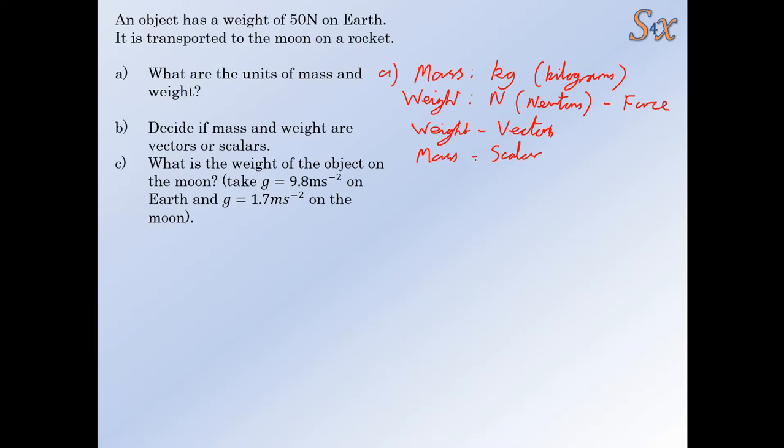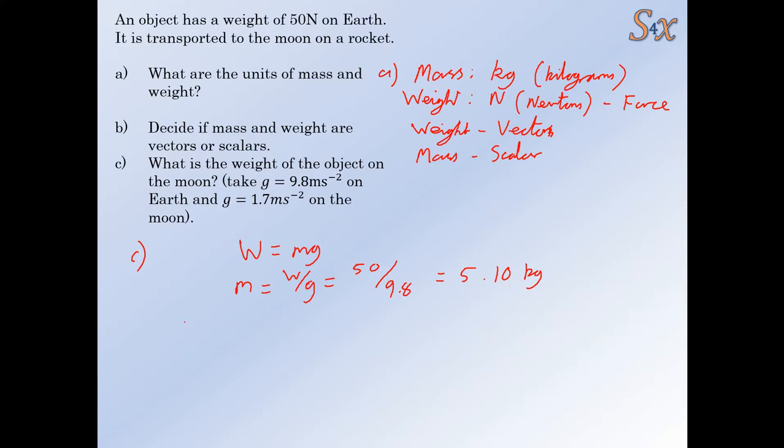Okay, and what is the weight of the object on the moon? Okay, so remember our equation, W equals mg. So we know the weight of this object on the Earth, and we know g on the Earth, the acceleration due to gravity, so we should be able to figure out the mass, shouldn't we? The mass is going to be the weight over g. If we rearrange this formula, it's 50 newtons divided by 9.8, which gives us 5.10 kilograms. Okay, so that is the mass of this object.